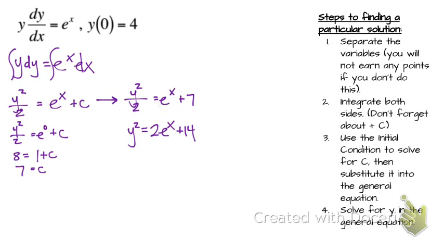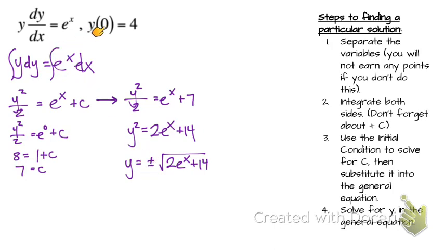And then to get rid of that squared, we put y equals plus or minus the square root of 2e to the x plus 14. Now, because we actually have our initial condition in this case, we are able to actually determine one or the other. So this is actually not plus or minus. We can decide on which one it should actually be.